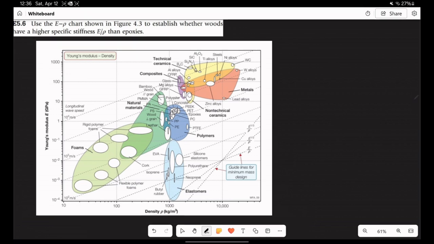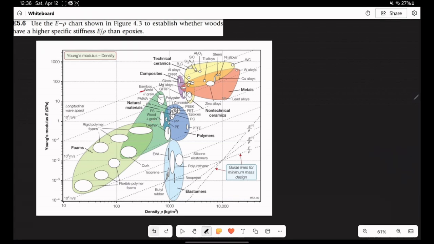If you look at our graph carefully, where we see natural materials, you can see 2 types of wood. We have one, the parallel wood grain, and another, the perpendicular wood grain. Then we have our material, epoxy, over here. So we are comparing if these two would have a greater E over density value than epoxy.